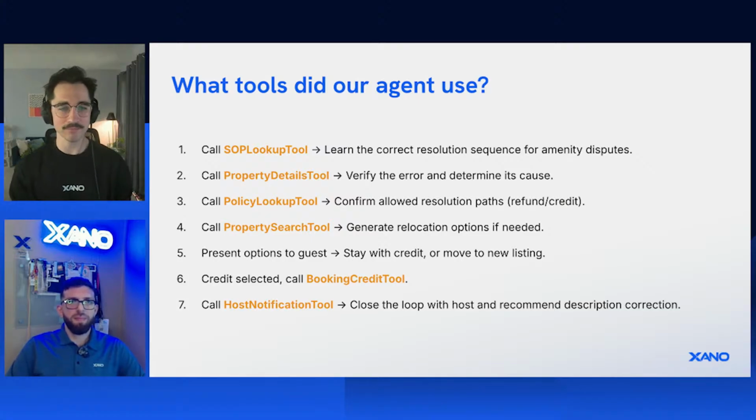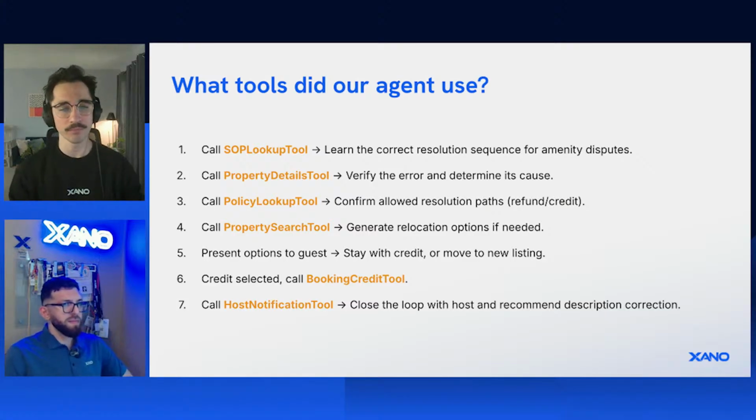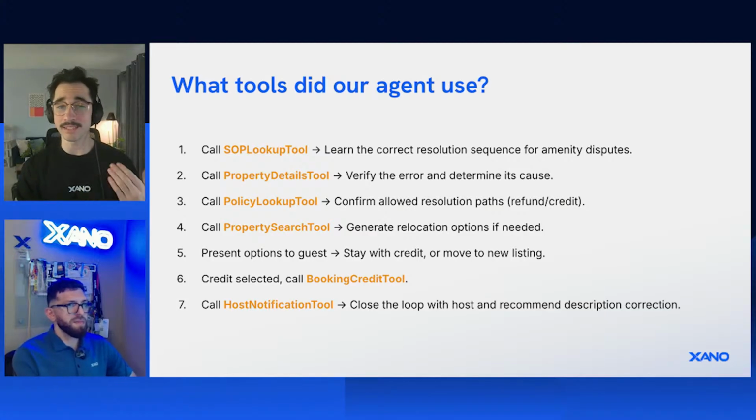Then after that, in which case we've said, well, we'd like to relocate, it's going to call that property search tool. It's going to find other options for relocation. It's going to look, in our case, for amenities or locations that have a private pool. We'll go ahead and present these options to our guests. They get to decide if they'd like a credit or if they'd like to move to a new listing. And then we selected that we'd like to use that credit, which we saw then went ahead and returned the credit to the user. The page refreshed. We got to see that that credit was applied to that user.